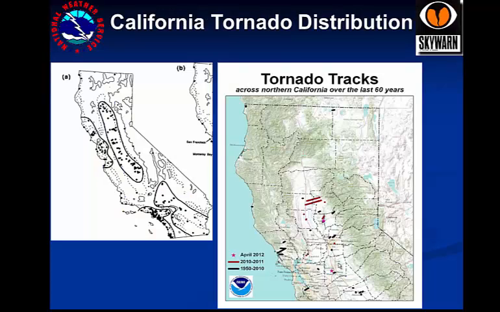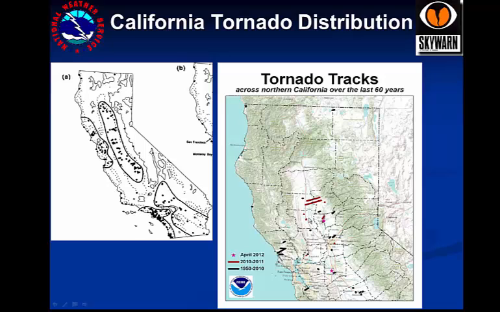Most California tornadoes are in the Central Valley or along the coast, as is evident by the circled regions on the map on the left. Some tornadoes have been observed in the mountains, but these are much less common. The map on the right displays some tornado tracks over Northern California.